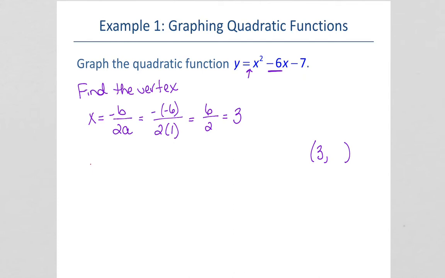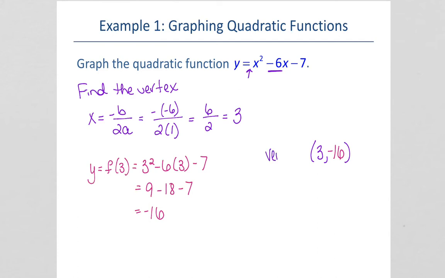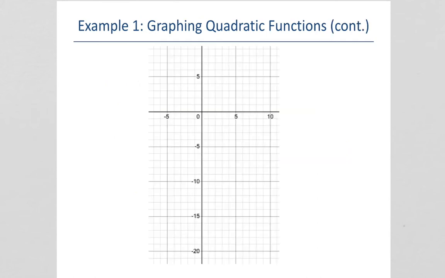Then the y value would be equal to f of 3. So we're plugging in 3 for x. 3 squared minus 6 times 3 minus 7. We get negative 16. So the vertex is 3, negative 16. So I'm going to go over here and I'm going to go ahead and graph that. There it is.